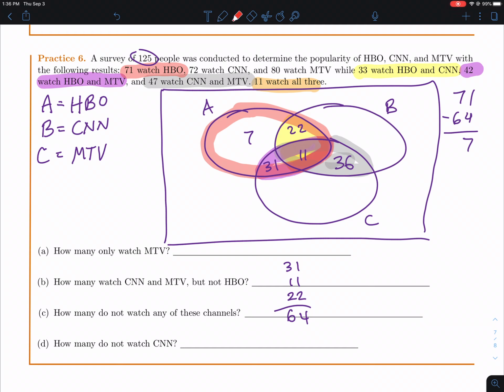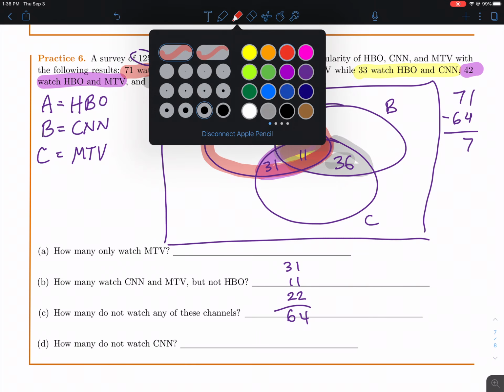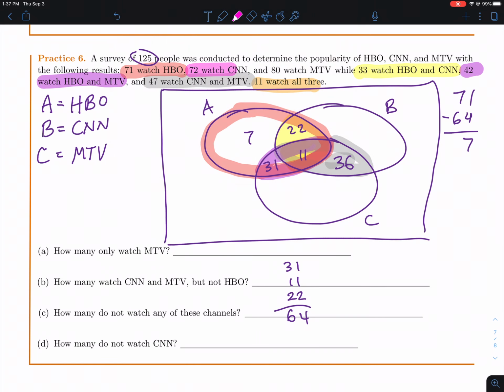So now, same thing. Let's look at CNN. Let's do it in pink, say. So 72 watch CNN. So CNN is our B. So that means everybody that's in that pink circle is 72 people total.